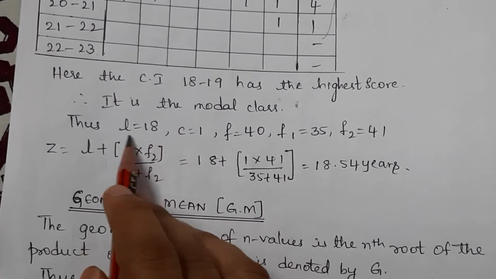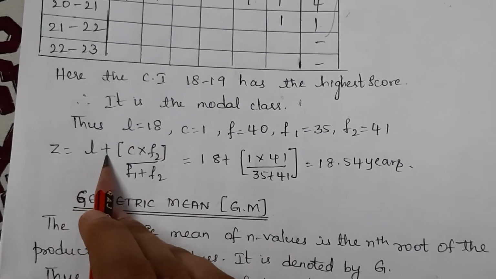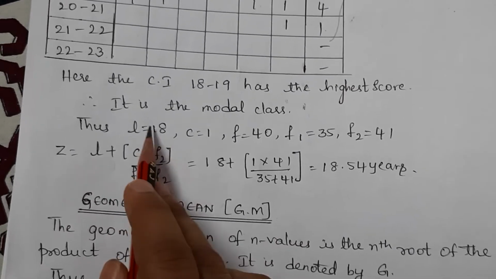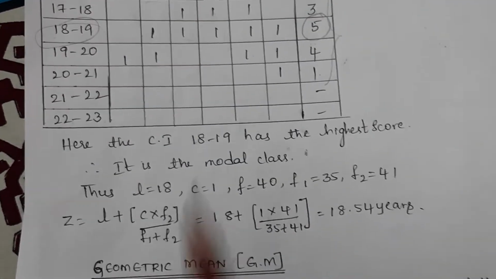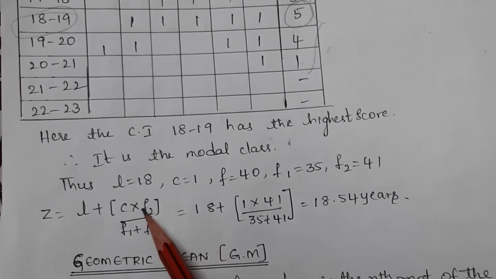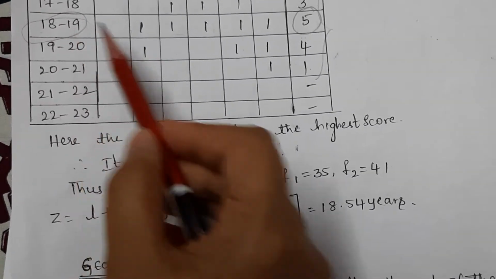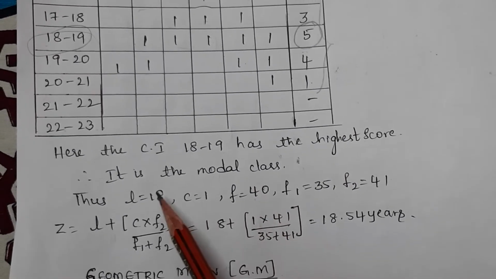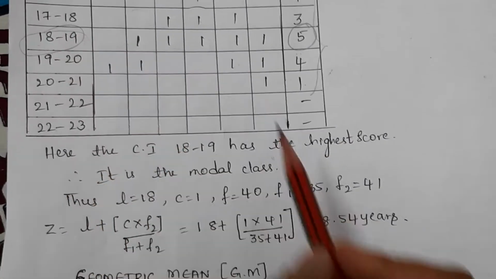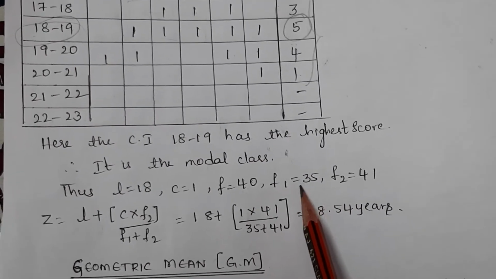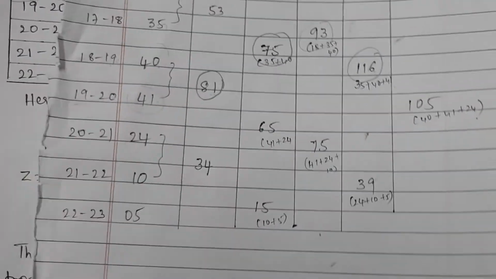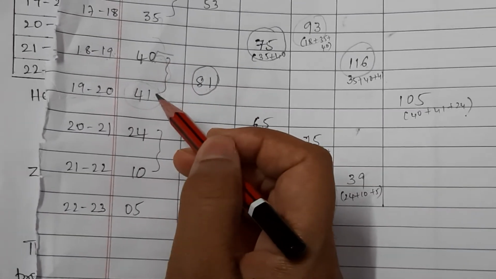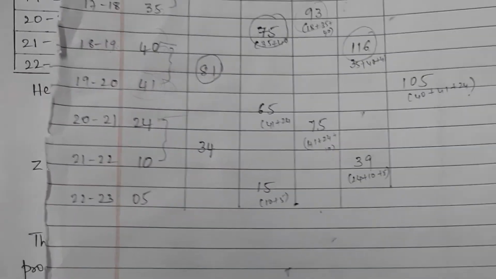Then we'll apply the formula. We have a formula: L plus C into F2 divided by F1 plus F2. L is nothing but the lower limit of the modal class, that is 18. C is nothing but the difference between the values, which is 1. F is nothing but the frequency corresponding to the modal class 18 to 19, which is 40. And F1 is nothing but its preceding value, and F2 is nothing but its succeeding value.